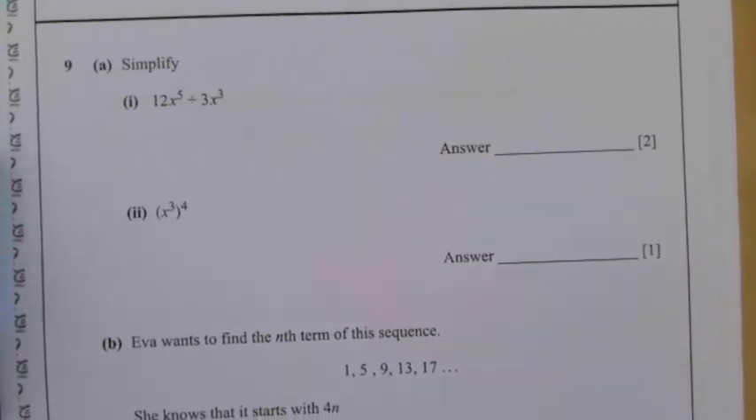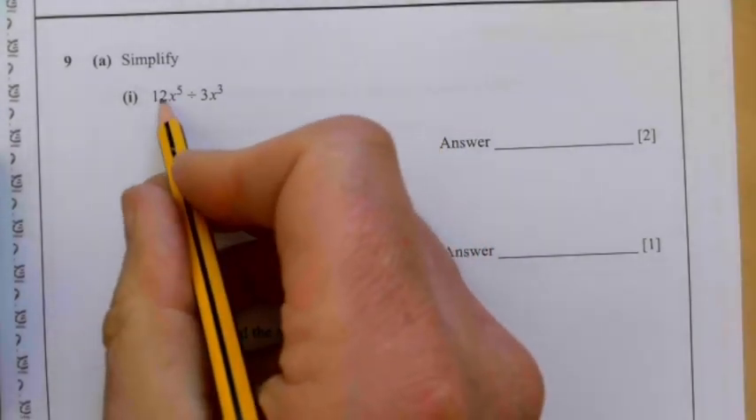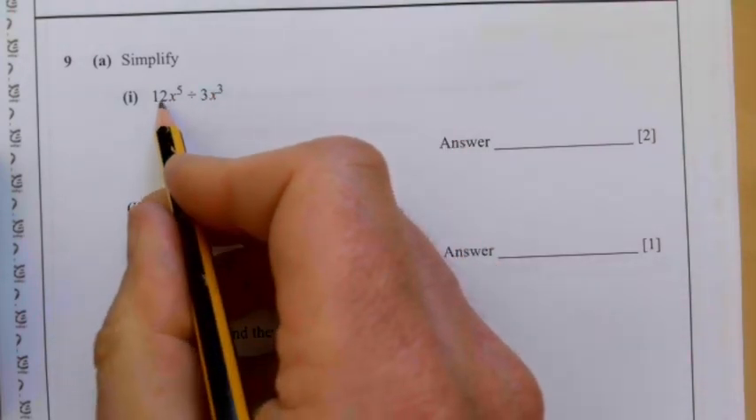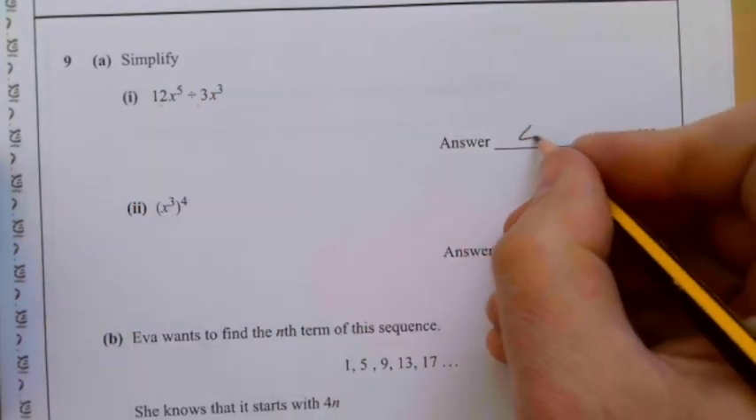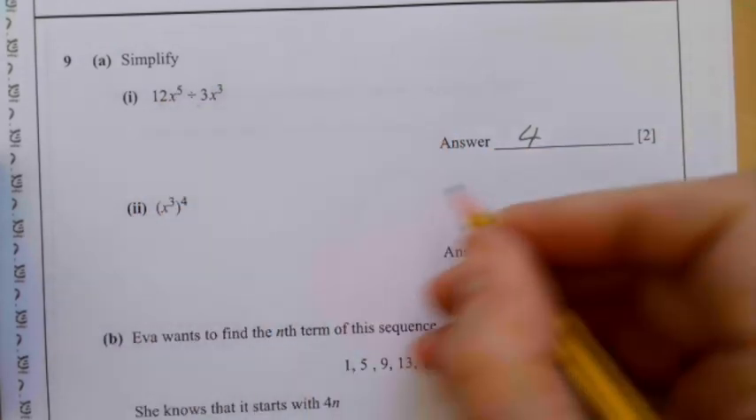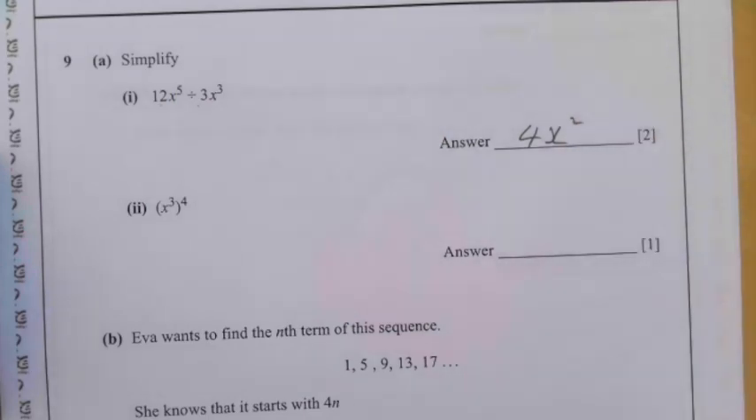Okay. Question 9a. Simplify 12x to the power 5 divided by 3x cubed. Just take it a step at a time. So the 12 divided by the 3 gives me 4. X to the 5 divided by x to the 3, you subtract the powers there. So it's 4x squared.